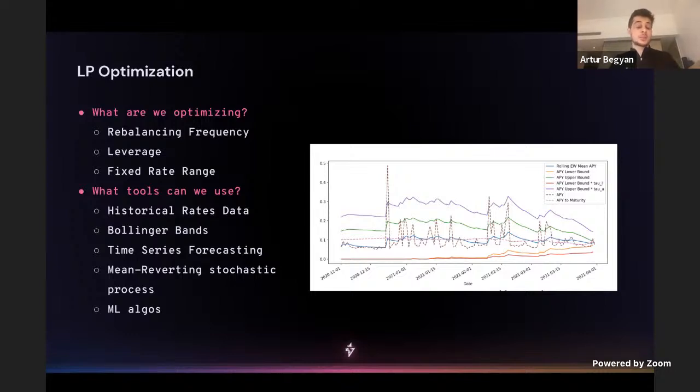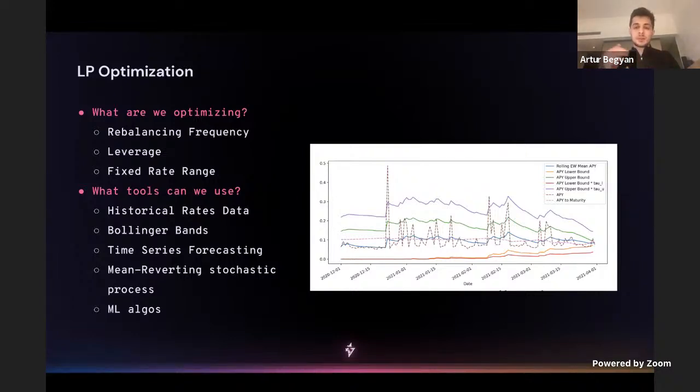So we could start by looking at historical rates data. We could start by drawing some Bollinger Bands, doing time series forecasting, using ARIMA models. We could recognize that interest rates are mean reverting stochastic processes and build out models that effectively build bounds around the APY of a given underlying pool in order to come up with ranges that are in alignment with those bounds.